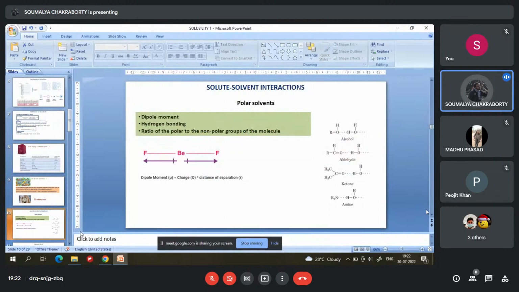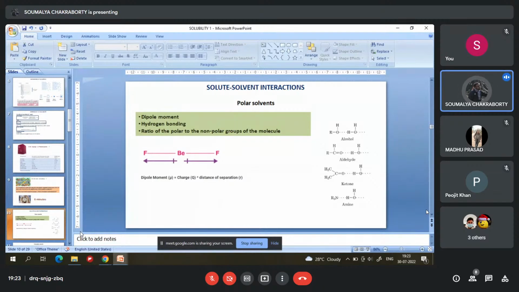Solute-solvent interactions. So basically, we are just talking about AA, BB, AB. If we talk about AB, that is the adhesive force of interaction between the solute and solvent, what kind of attractive force will persist between the molecules of solute and solvent? It will depend on the nature of the solvent. It might be polar, non-polar, or semi-polar. There are different categories of solvent.